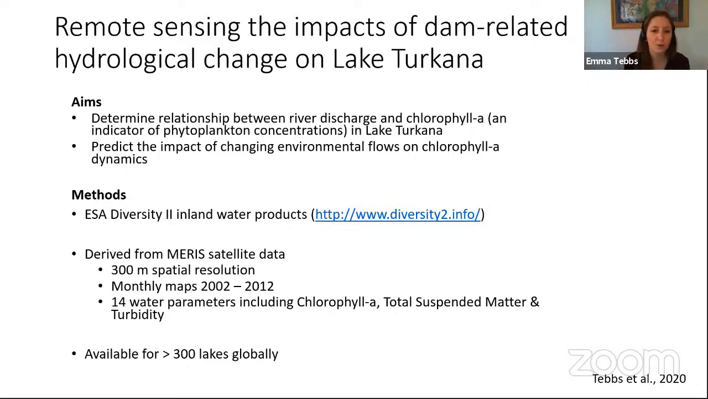Okay, so to do this, we used European Space Agency Diversity 2 inland water products. These are based on the MERIS satellite sensor. They have a 300-meter spatial resolution, and monthly data is available between 2002 and 2012. There are 14 different water parameters available, including chlorophyll A, total suspended matter, and turbidity. And for anyone who's interested, these products are available for over 300 lakes globally.